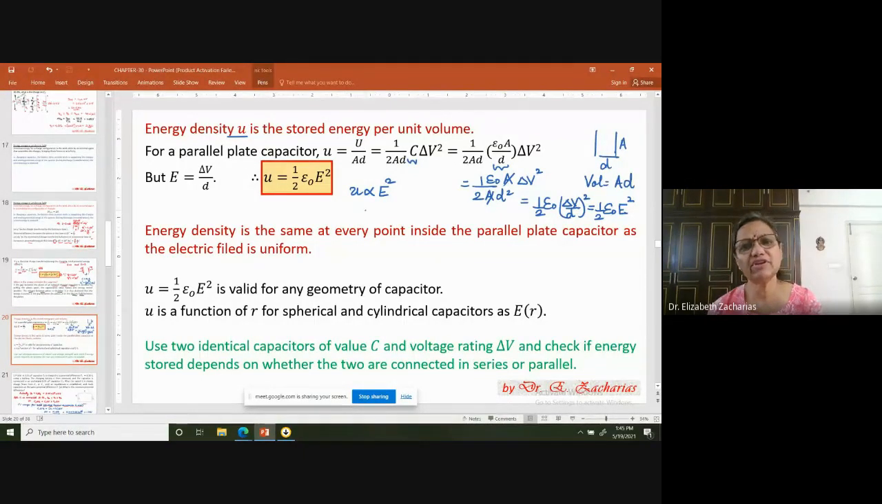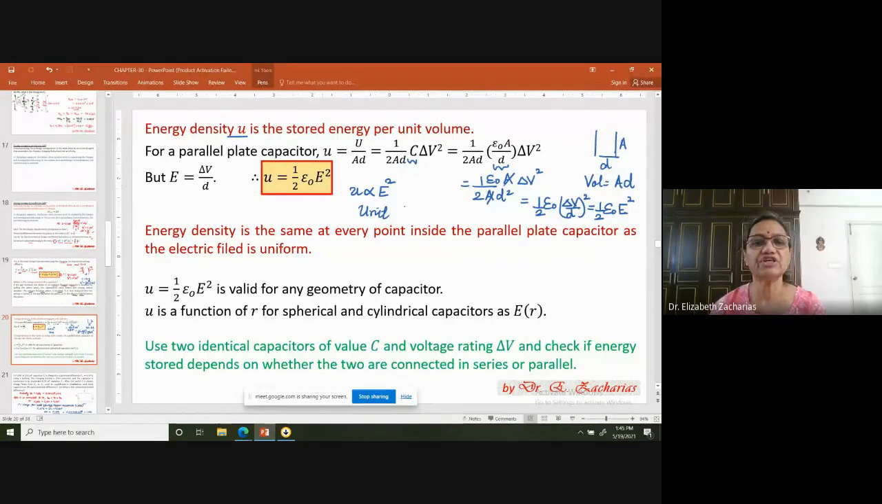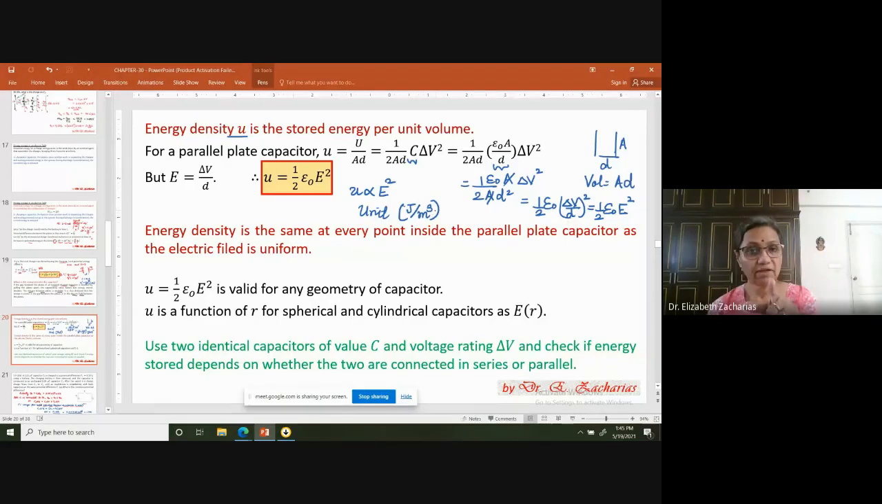What will be the unit of energy density? Anyone? What is the unit of energy? Joule. So energy density is energy per unit volume, so the unit will be joules per meter cube. However, remember current density is not ampere per meter cube. It is ampere per meter square, the current per unit area of cross section. That difference you should always remember.